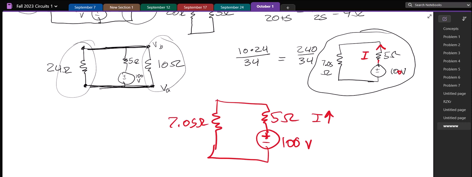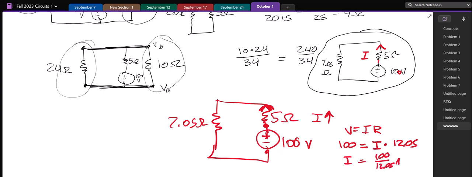Yes, it is. So at this point, I can just say V equals IR, because my voltage drop from right here and then going all the way around to right here is 100, and I is the current going through this branch. It's also the current going through this whole circuit, and R would be 12.05. So I would be 100 over 12.05 amps, whatever that is. So it was not quite as bad as it looked at first.